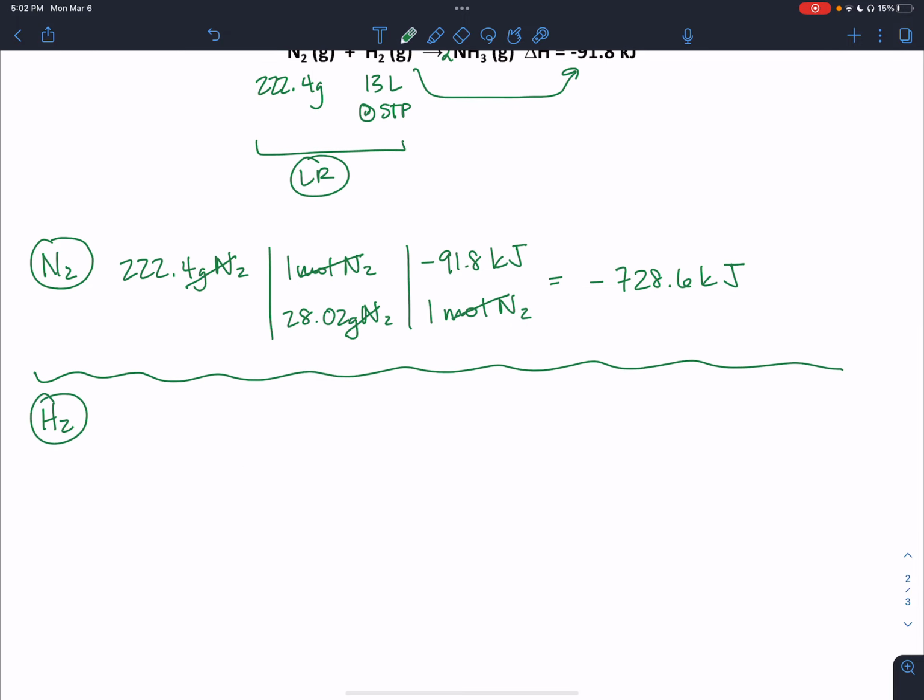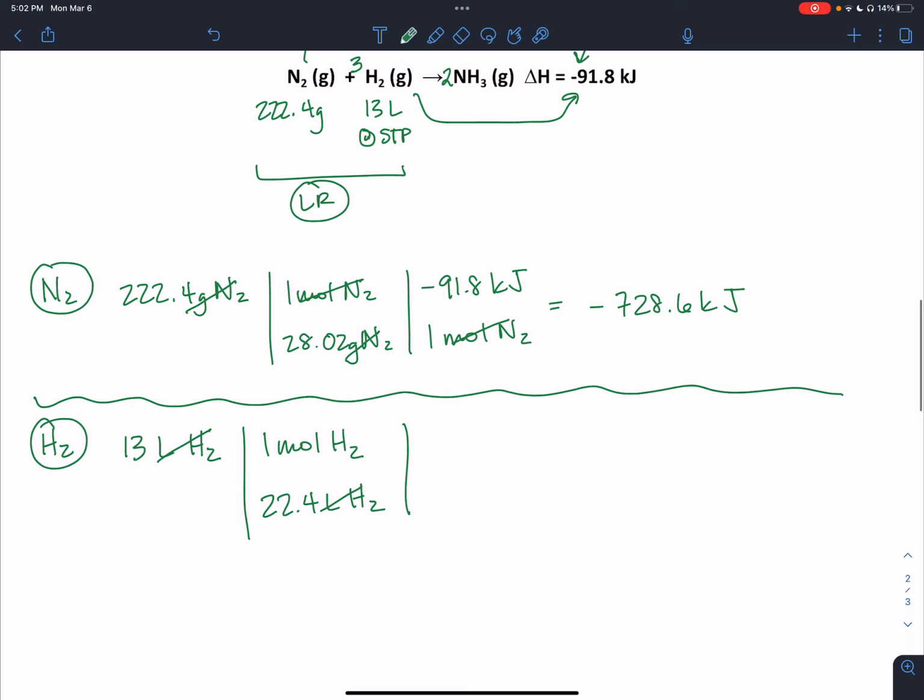Now let's look at H2. We've got 13 liters of H2 gas. Because we're at STP conditions, I can use molar volume to make this conversion to moles. Based on that value, I know that 1 mole of any gas under STP conditions occupies 22.4 liters worth of space. So that's going to let me cancel my liters. Now it's going to be my mole energy ratio, and according to that balanced reaction, for every 3 moles of hydrogen gas, I'm going to produce 91.8 kilojoules worth of energy. Cancel that. Now I'm going to plug everything in, and I find that if I had 13 liters of hydrogen, I would produce 17.75 kilojoules worth of energy.